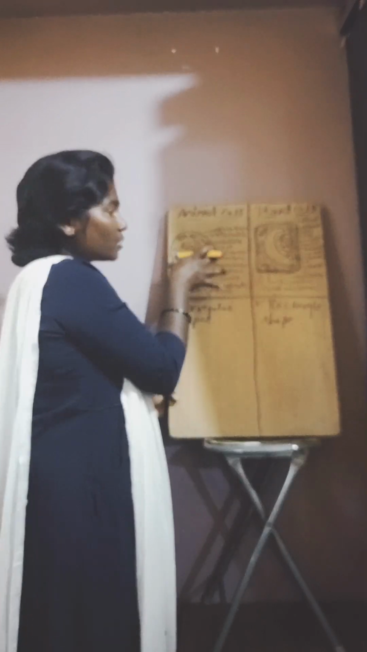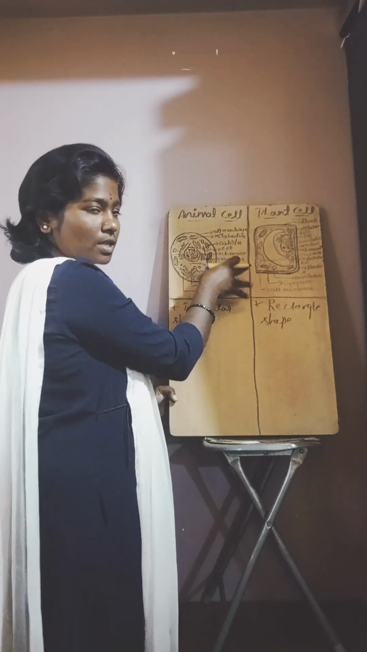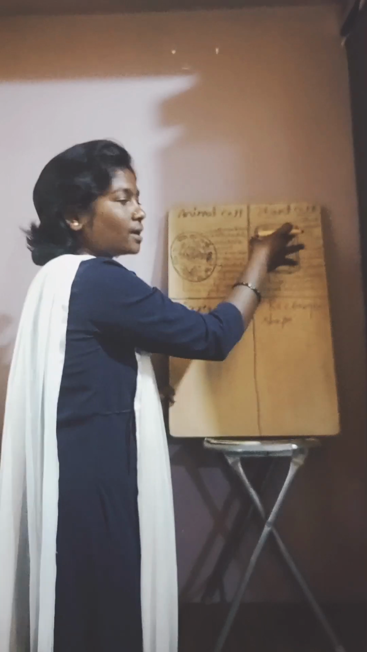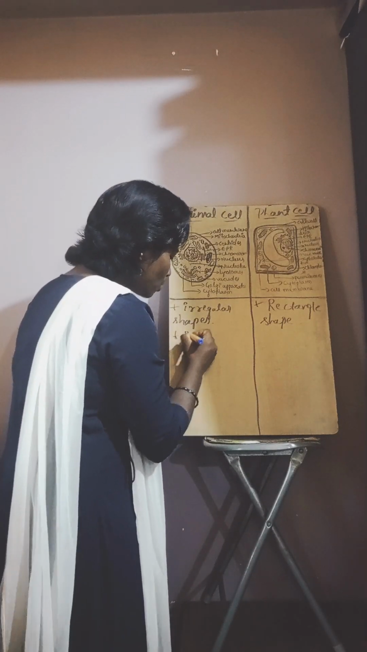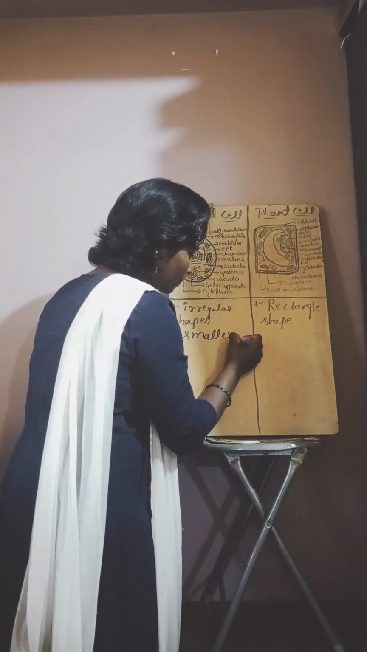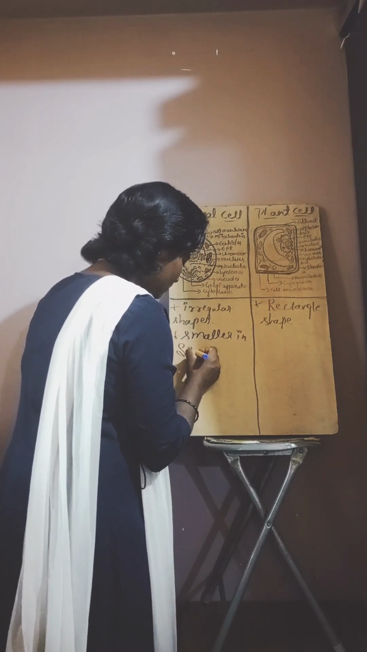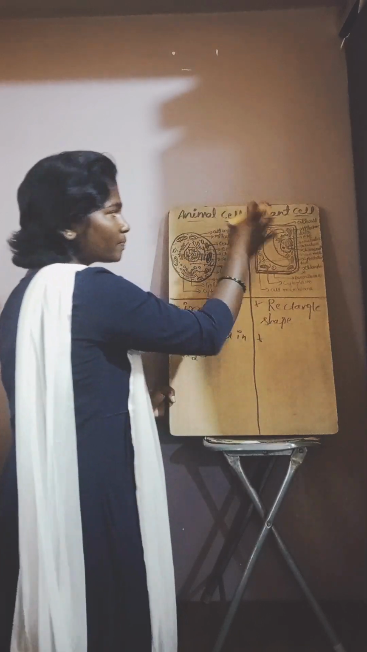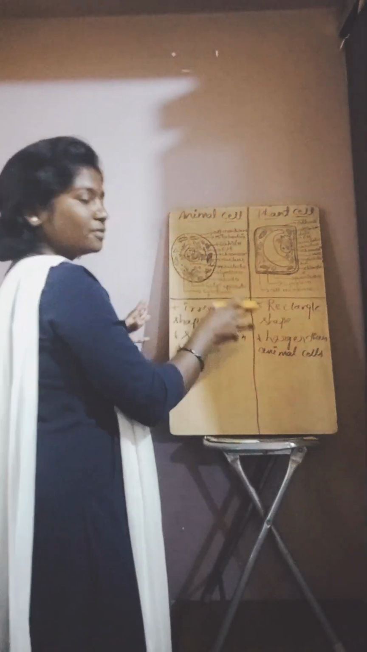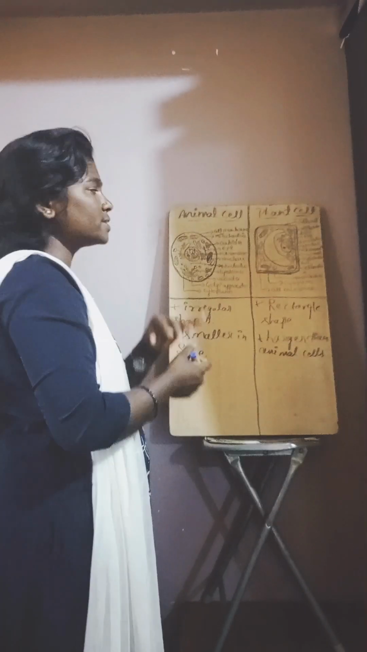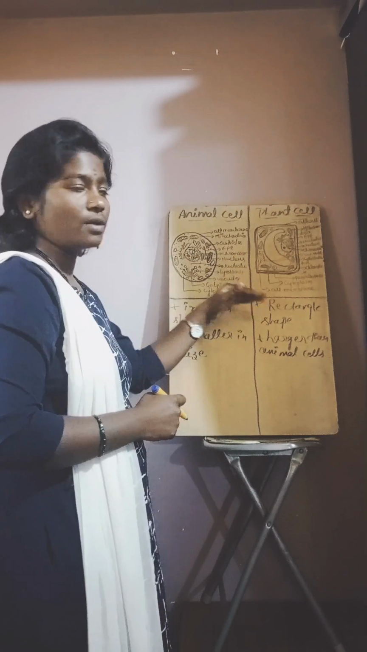If we compare the size among these two cells, plant cells are always larger in size compared to animal cells. So animal cells are smaller in size, but plant cells are larger than animal cells. So this is the difference between animal cell and plant cell. Some more differences are also there. We will see now.